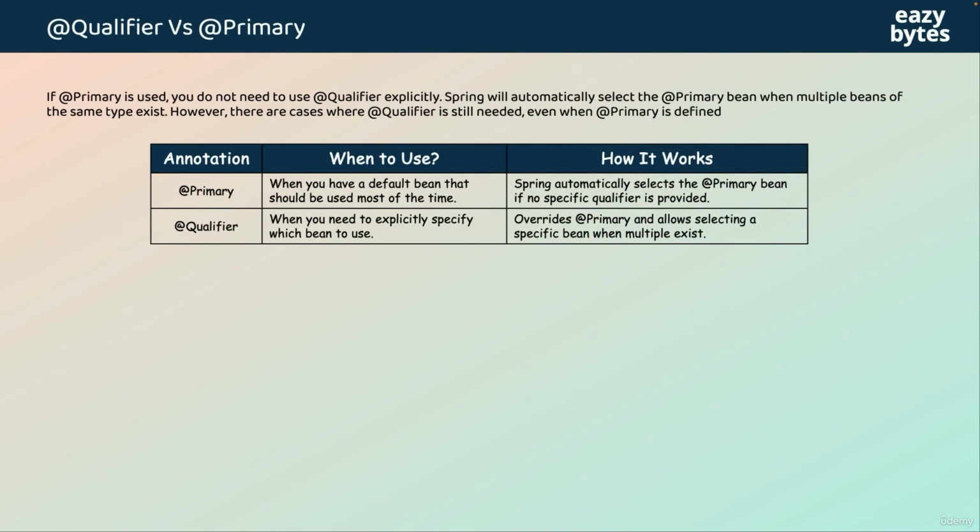In this slide, I also mentioned when you should use the Primary annotation and when you should use the Qualifier annotation. You can use the Primary annotation when you want to have a default bean that should be used most of the time. If there is no qualifier mentioned, Spring automatically selects the primary bean to perform the dependency injection. Whereas the Qualifier can be used in scenarios where you need to explicitly specify which bean is to be injected by the Spring IOC container. When we use this Qualifier annotation, whatever we mentioned with the help of the Primary annotation will be overridden, and the specific bean that we have mentioned using the Qualifier annotation is going to be autowired.